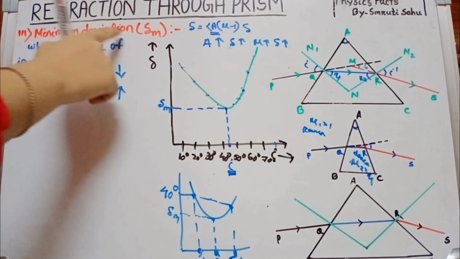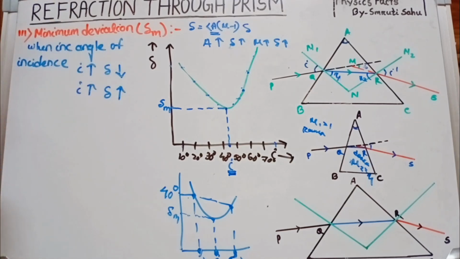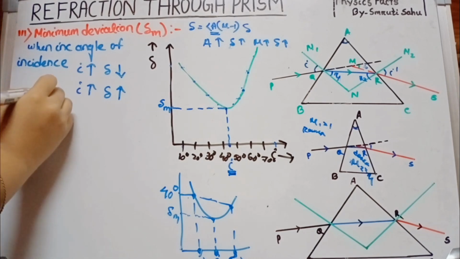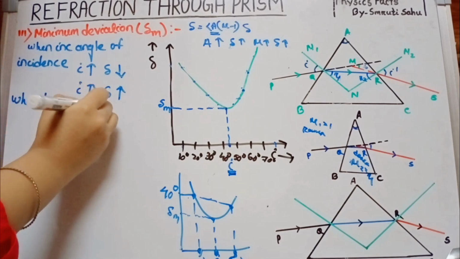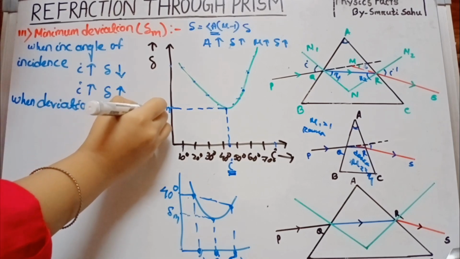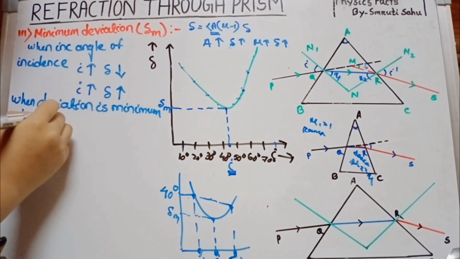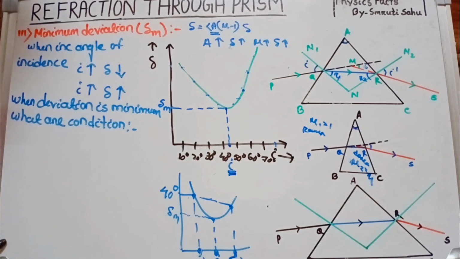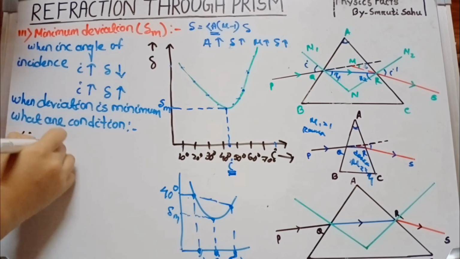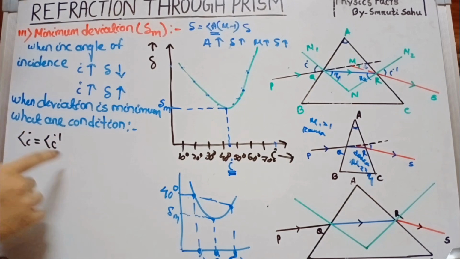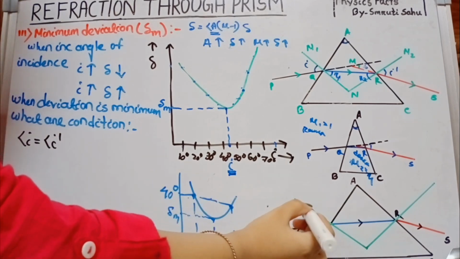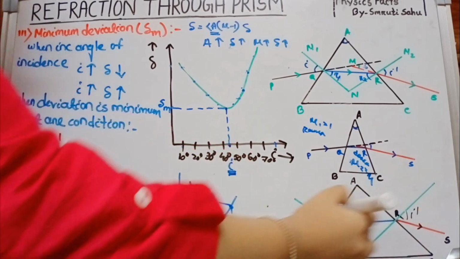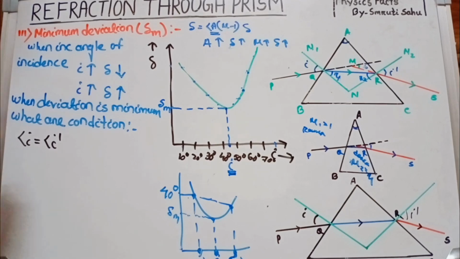Then, minimum deviation means what? The deviation is minimum. What are the conditions? Now first one, the angle of incidence and the angle of emergence, the two are equal to each other. Here this one is the angle of incidence and this one is the angle of emergence. The two are equal to each other. This is the first condition.